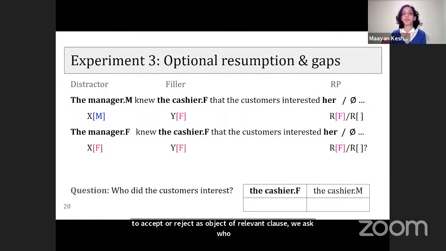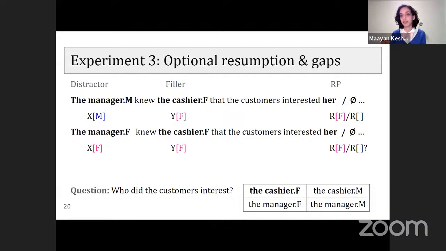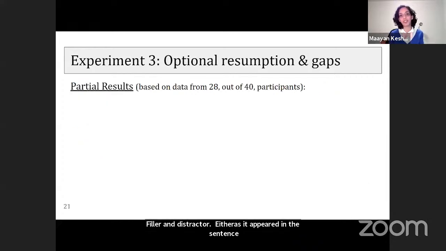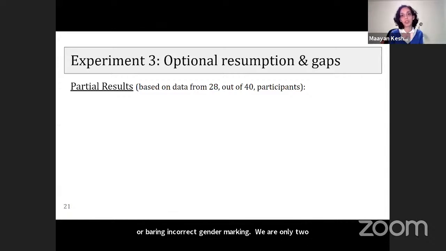the filler, bearing the correct agreement or incorrect gender marking, and the distractor, again, either as it appeared in the sentence or bearing incorrect gender marking. Now, we're only 2/3 of the way in running this, so we don't want to read too much into the results, but just to observe the general patterns for now.